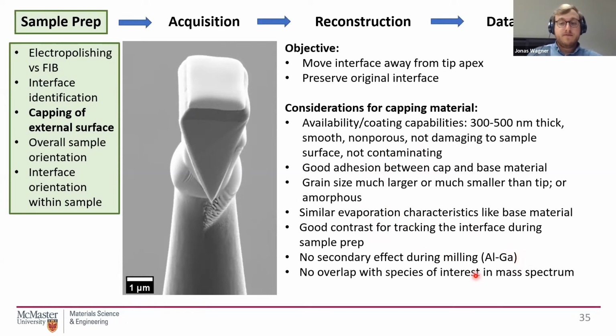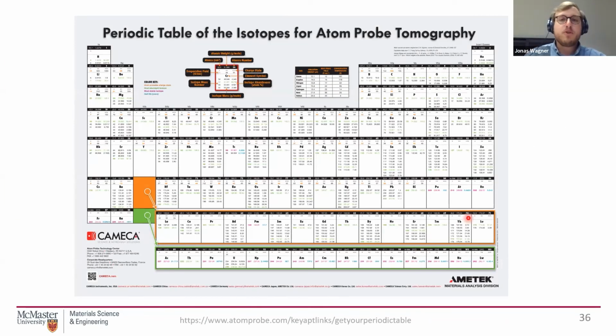And then also, a very important last thing, you should already have a rough idea what your mass spectrum in the end looks like, just to make sure that your capping material will not have any significant overlap with the species of interest you want to look at. So how would you go practically about finding a capping material? You could look, for example, at this periodic table provided by Cameca, which is the atom probe company. That works quite well for pure materials. Just be warned that alloying can, of course, change all those values quite severely.